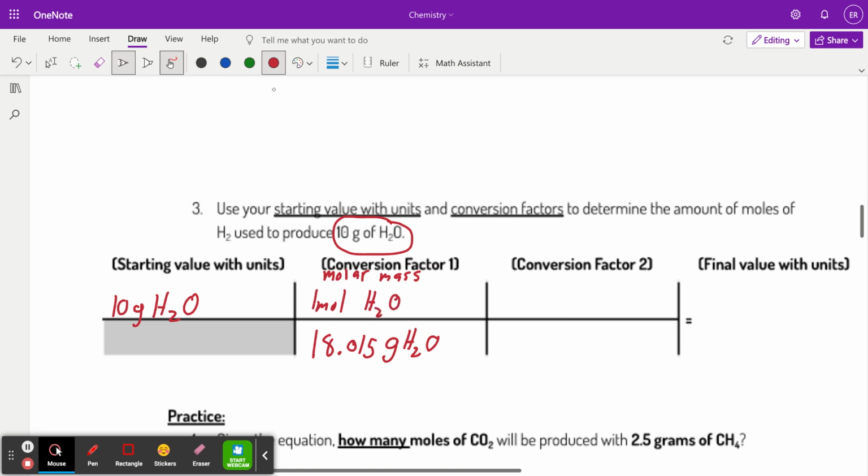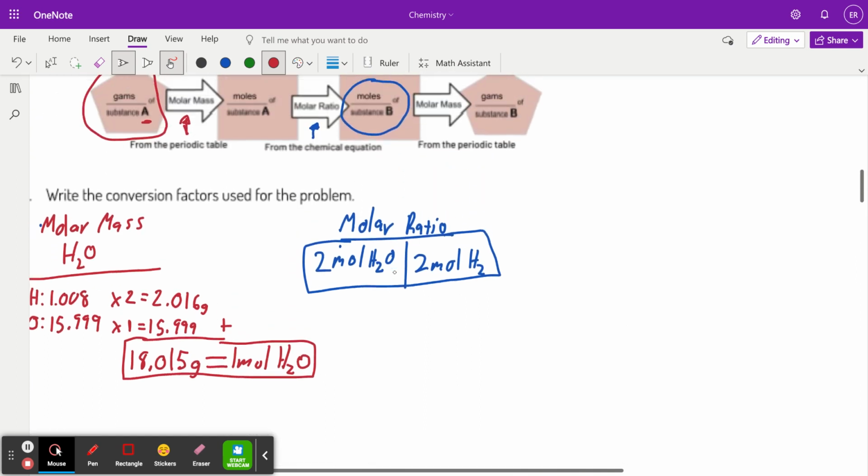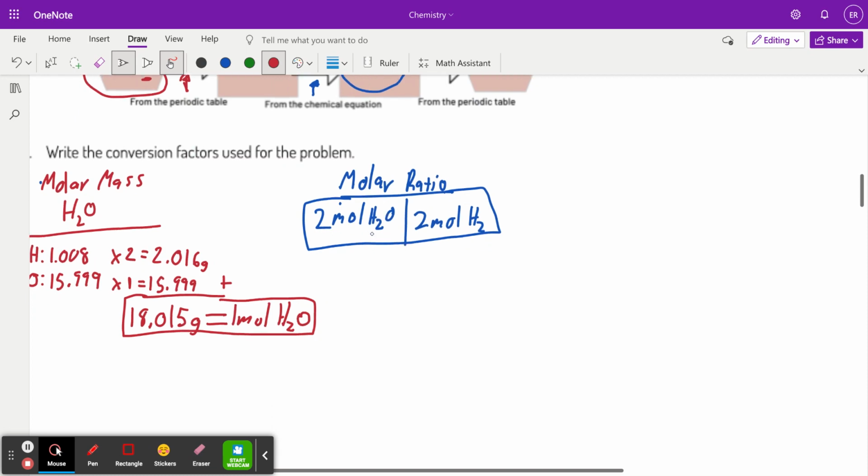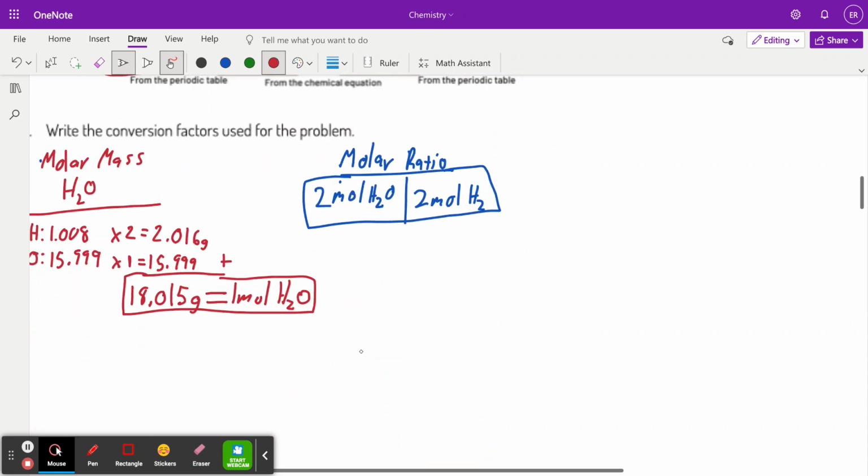All right, so now our second conversion factor. Our conversion factor number 2 is going to be the molar ratio. Again, we got it from the chemical equation up here. The 2 comes from the coefficient over here, and the 2 for H2 comes from the coefficient. So now let's go ahead and put it.